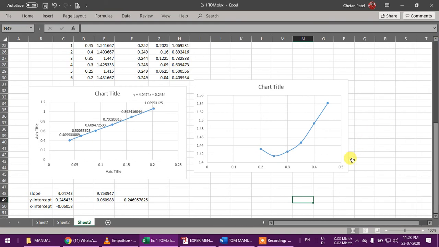Okay, so likewise we can do very good analysis using Excel for various data. For engineering students, this is the best tool to make analysis.